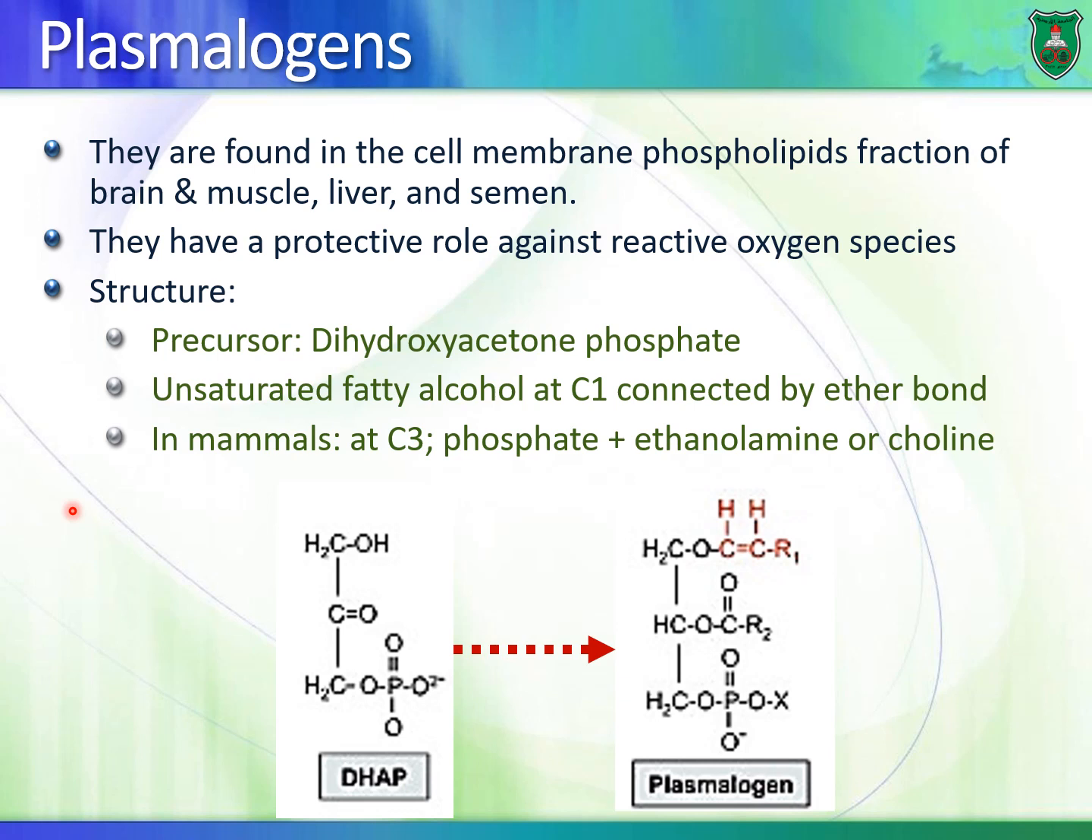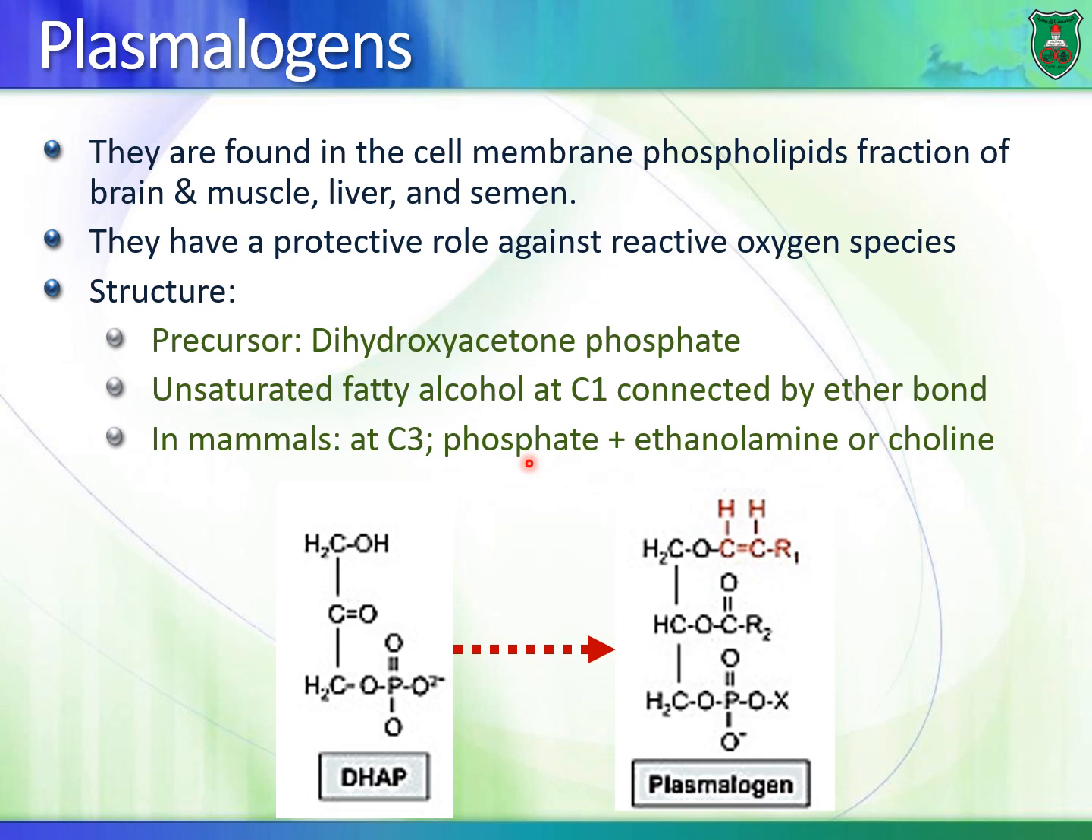Now, what's important about plasmalogens is that its backbone, or the precursor, is dihydroxyacetone phosphate. It's not glyceraldehyde 3-phosphate. So the backbone is not a glycerol or derived from glyceraldehyde, rather it is derived from dihydroxyacetone, the other isomer. So that's the precursor.